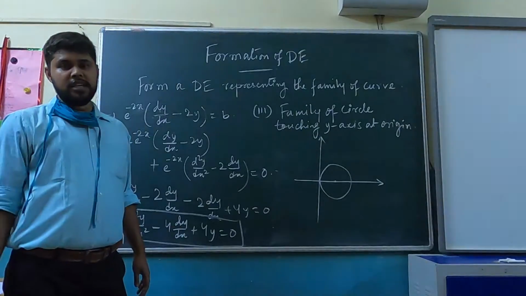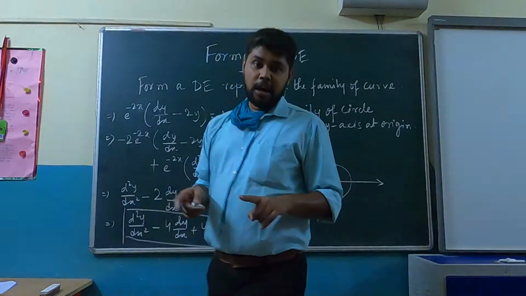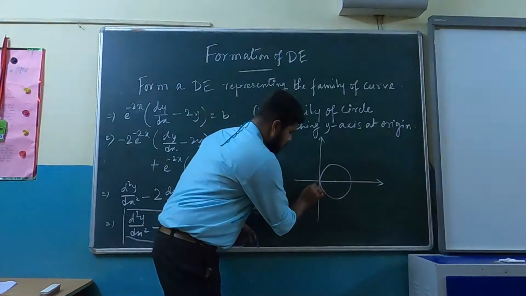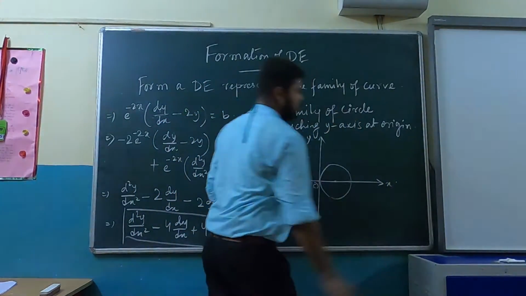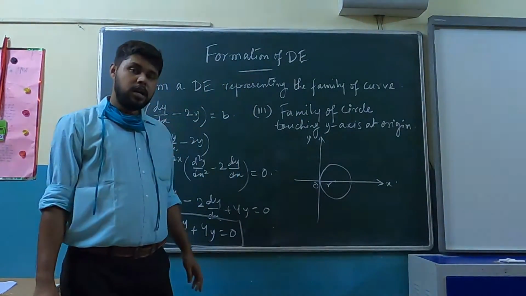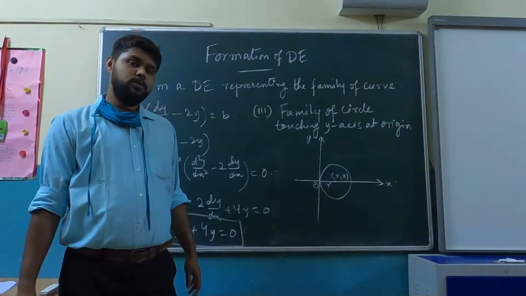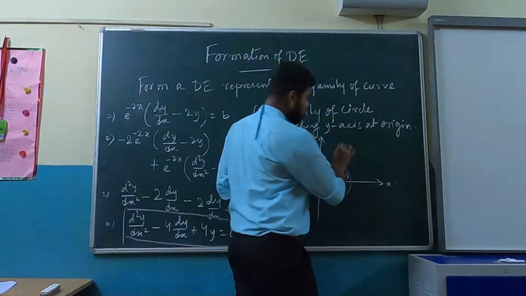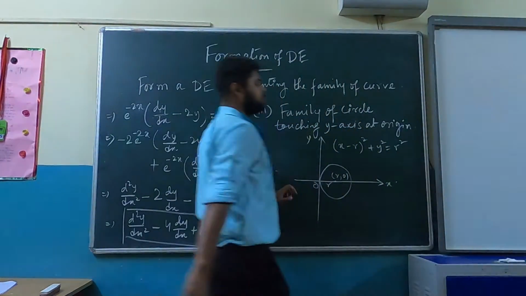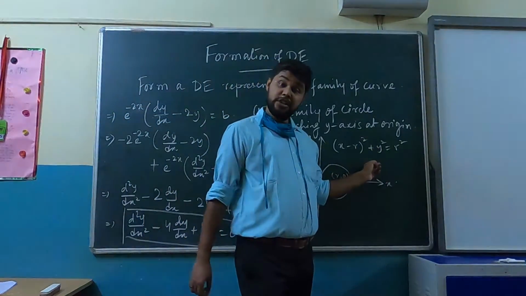The center will be on the x-axis because the y-axis and x-axis are perpendicular, and we know the tangent and the radius are perpendicular. So therefore if the circle touches the y-axis at origin, then this is the radius r and this is the point (r, 0). So therefore the equation of this circle will become (x minus r) whole square plus y square equals r square. So now I need to find the differential equation of this.